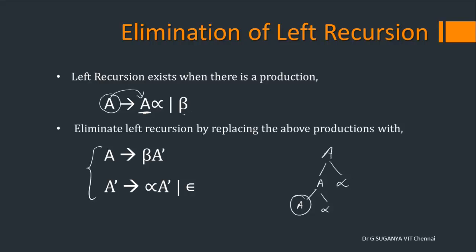Here there are two alternates for a particular non-terminal. One is A alpha, another one is beta. A alpha has left recursion, but beta doesn't have left recursion because it doesn't start with the non-terminal on the left. So it has to be replaced like this. A, which is the non-terminal, gives the alternate that doesn't start with the same non-terminal, which is beta, appended with a new non-terminal called A dash.